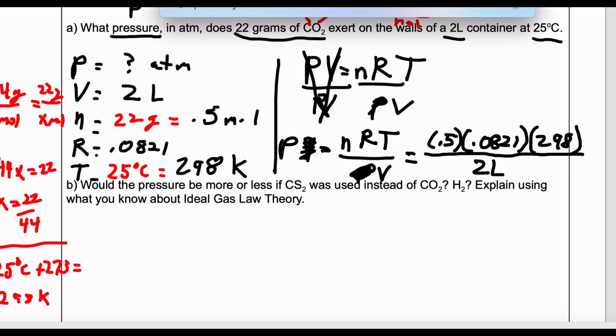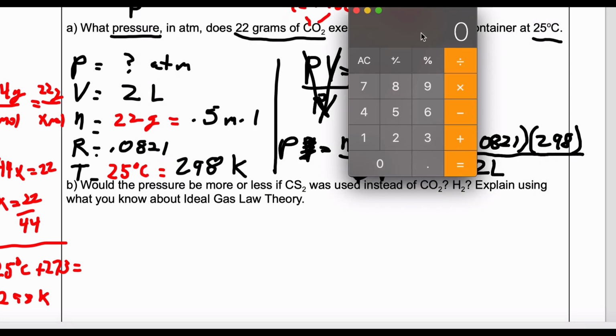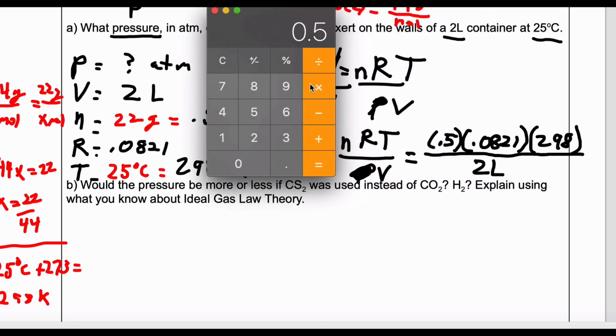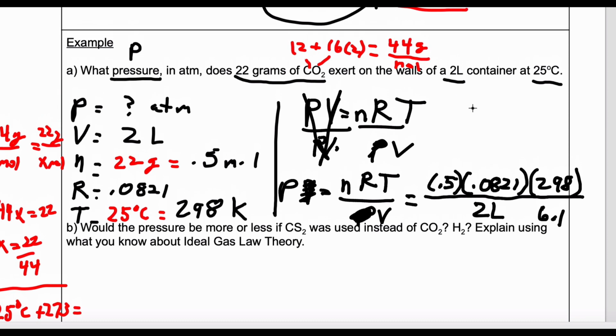I'm going to pull up this calculator. So I'm going to go 0.5 times 0.0821 times 298 equals, divided by 2 equals 6.11645. So I'm just going to round that to 6.1. Okay. So 6.1, but 6.1 what? 6.1 atmospheres. ATM.